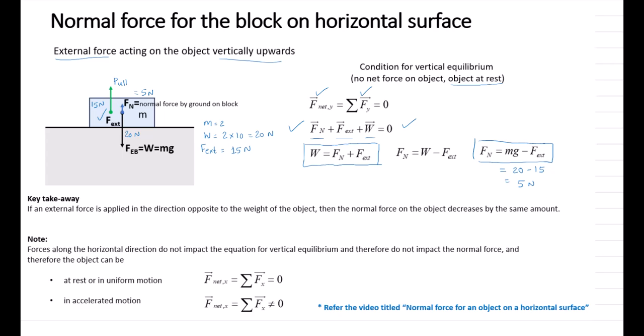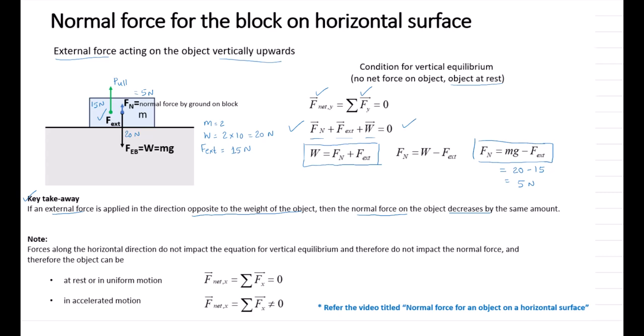So it's very important. The key takeaway from this slide will be, if there is an external force applied on the object in such a way that it is opposite to the weight of the object, then the normal force on the object decreases by the same amount. For example, if you would have applied F external as 10 Newton, then the normal force will be 10 Newton to balance the total of 20 in the downward direction.